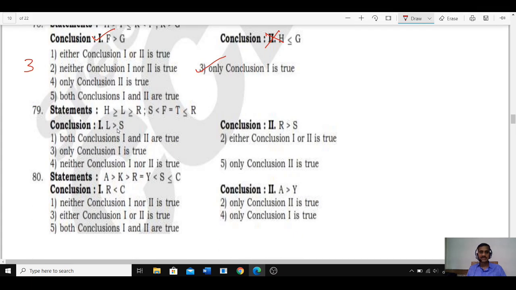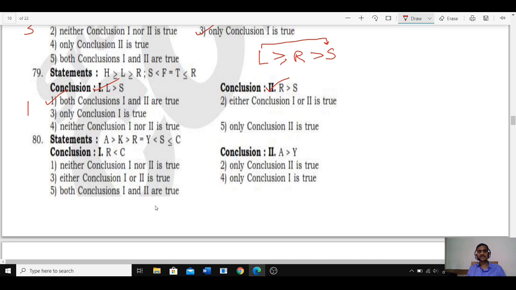Then 79. The relation between L and S. L is here, S is here. Which element is common? R is common. L greater than or equals to R and S lesser than R means R greater than S. Then the relation between L and S. L greater than or equals to R greater than S means L greater than S is true. And R and S. R is here and S is here. Which element is common here? R and S. Here we can say R greater than S, isn't it? Hence both the conclusions are true. Both 1 and 2, that is choice 1.